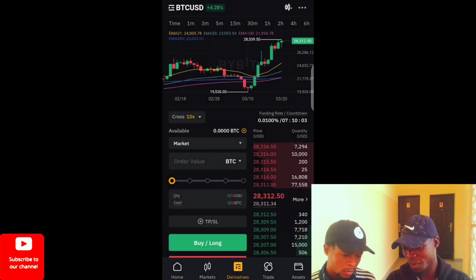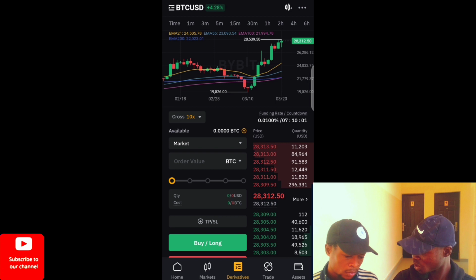Like now, look, the price is going up, growing back. So I can say, okay, I want to enter the market right here, and in the future the price will go up. You understand? So immediately the price goes up, I'm in profit already. That is the difference between the spot trade and the futures trade.